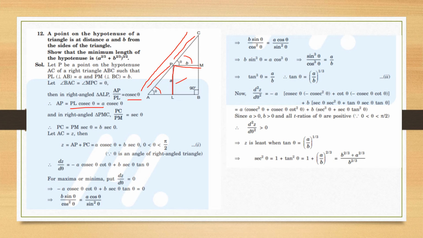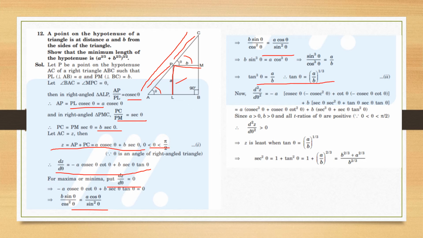Similarly in PMC, this PC becomes b secant theta. So the total length becomes a cosecant theta plus b secant theta. Theta lies between 0 and 90. So take the first derivative, put it equal to 0 to get the critical point. The critical point is tan cube theta equal to a upon b. So tan theta is a upon b raised to power 1 by 3.